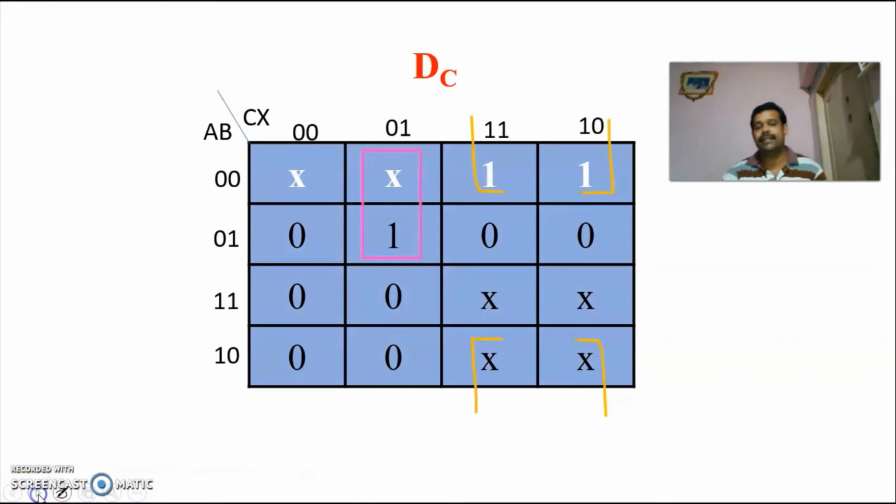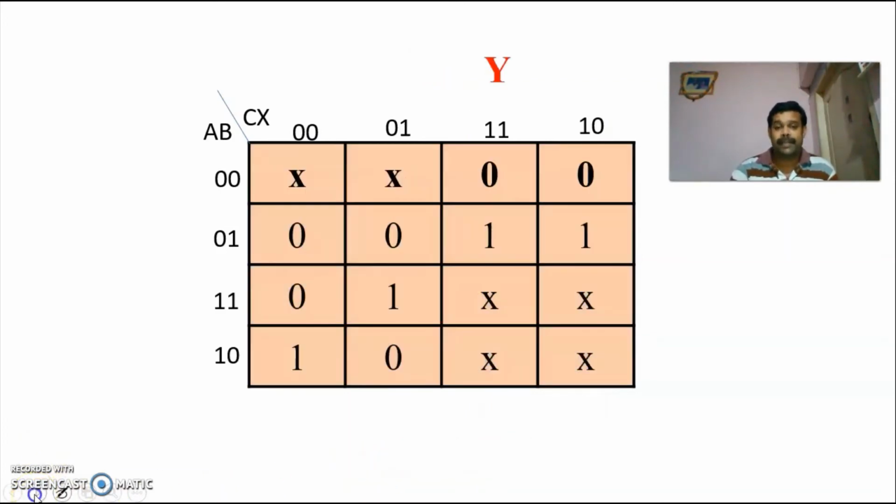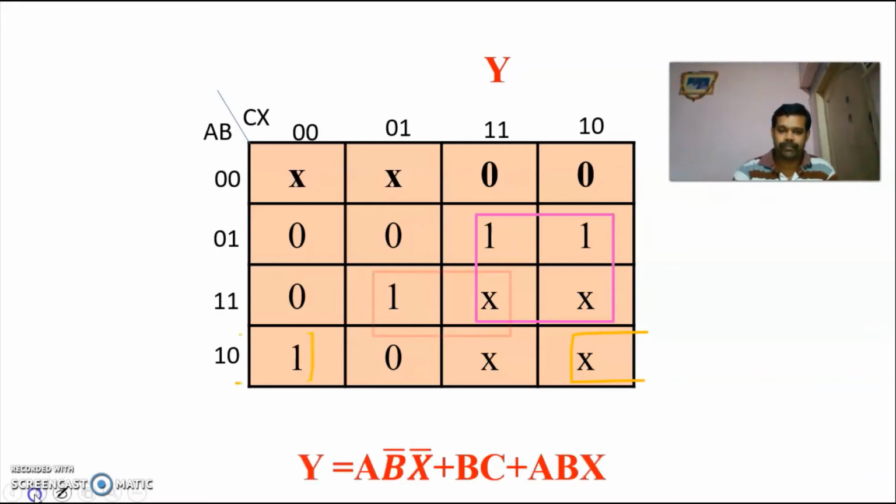Next, the expression for DC. These are the two groups you will be getting, and this is the expression. Now it is for output Y. We are looking at the column of Y. Wherever you are having 1, you have to plot. Then you have to put don't cares in the place of unused states. Then you have to group. The expression is Y is equal to A B bar X bar plus BC plus AB X.